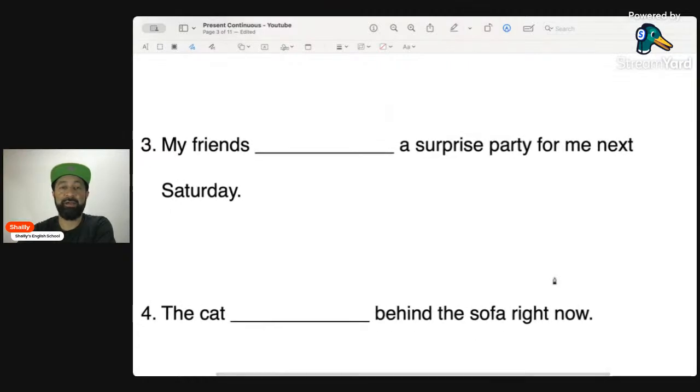Number 3 says, my friends something a surprise party for me next Saturday.